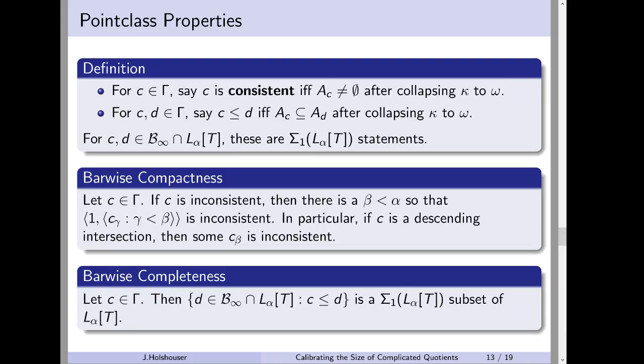Now with this model in mind, we can define a code being consistent, to borrow the terminology from the syntactical infinitary logic. Consistent just means it's non-empty after you push it into a context where that's an absolute statement. So do a collapse forcing: collapse kappa to omega. Now saying it's non-empty is absolute, so just check it there. Same with this ordering: put C less than or equal to D if it's a subset after collapsing. Everything just gets checked after the collapse. It's a minor irritation.